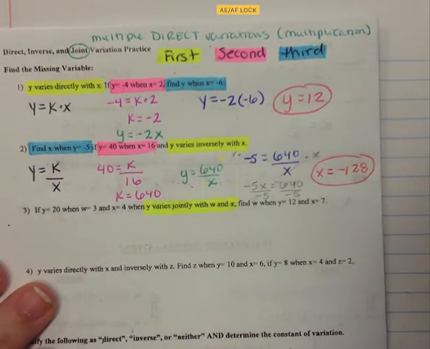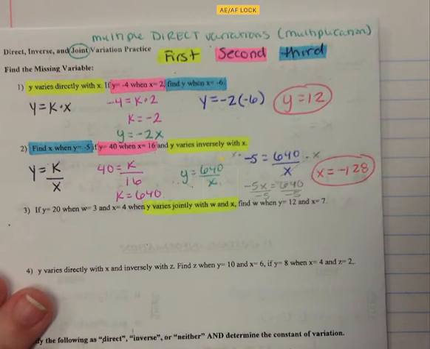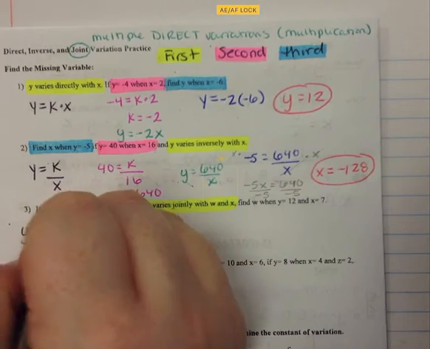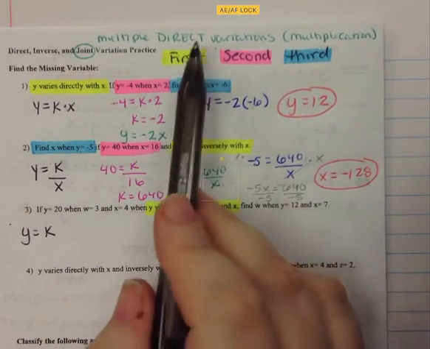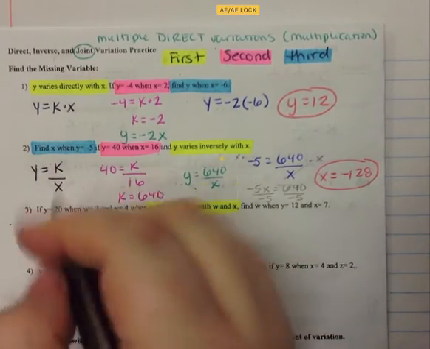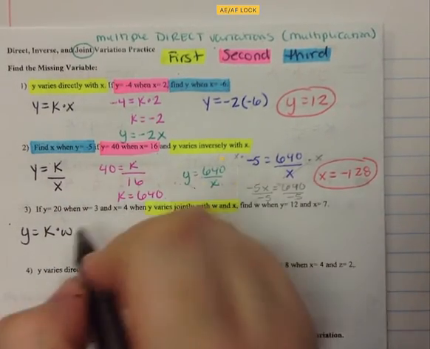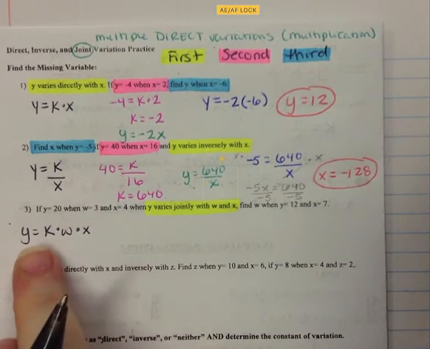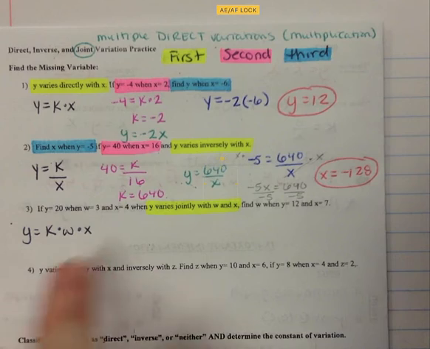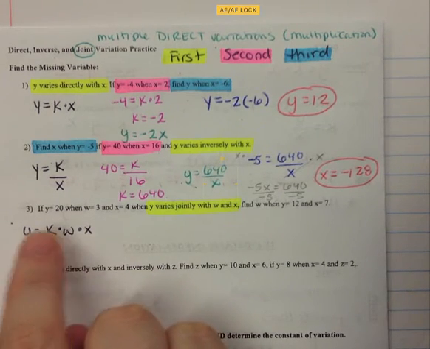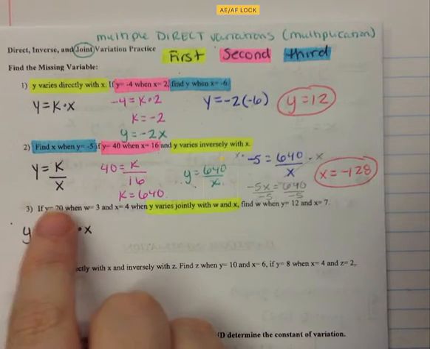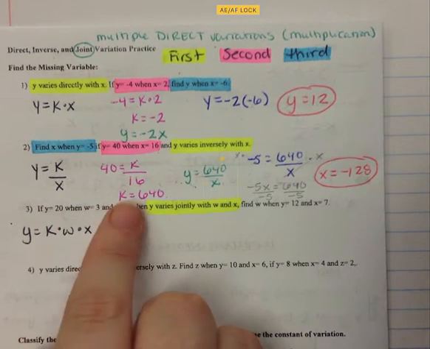So y varies jointly. Right in our basic equation, y varies means y equals. We'll go ahead and put our k. Jointly is just a bunch of directs, so that's multiplication. So times w and times x. So all those are multiplication. That's our basic one. Now we need to find k, so we have to have a y, w, and x all together. So it says 20 when 3 and 4, so that's what we want.